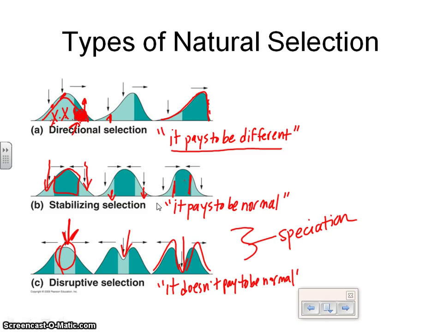With disruptive selection, an example of this could be the Galapagos finches. We started out with a population of finches that were pretty much all the same. Some slight differences here and there. This was your norm, okay? But then over evolutionary time, we're talking millions of years, these birds migrated to different islands. Each island had different ecosystems.